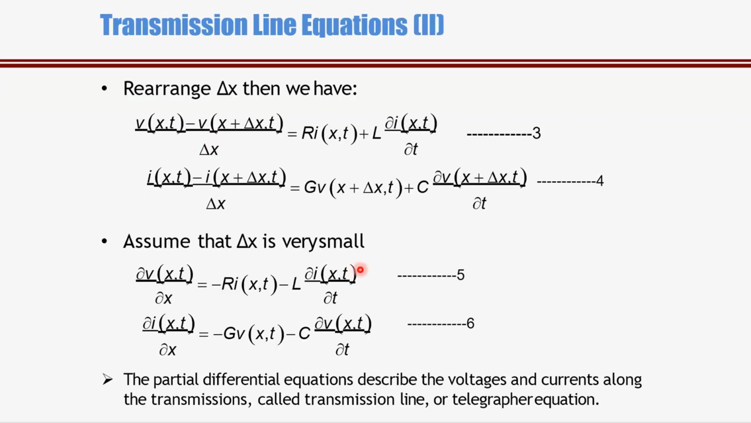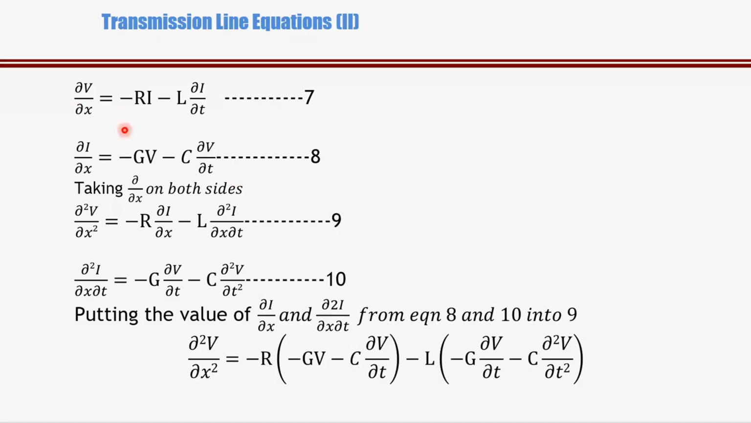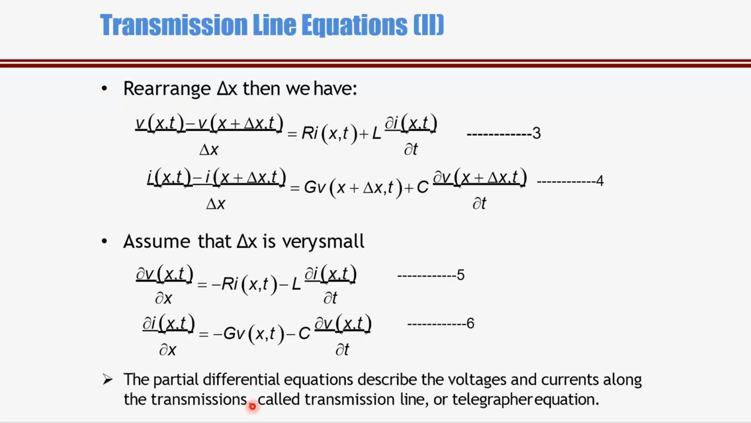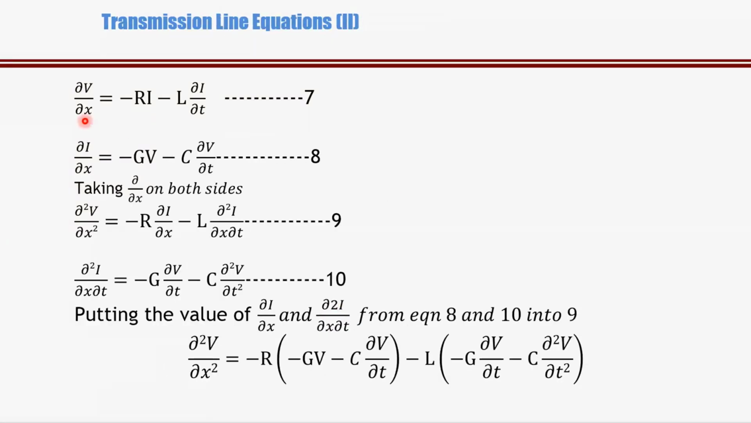Now, instead of writing in terms of V of x comma t, I of x comma t, we have written this equation as dou V by dou x directly. So equation number 5 is converted into dou V by dou x terms. Right, so from equation number 5, dou V by dou x is equal to minus R I minus L dou I by dou t. So that is equation number 7 here. So dou V by dou x is equal to minus R I minus L dou I by dou t, equation number 7.